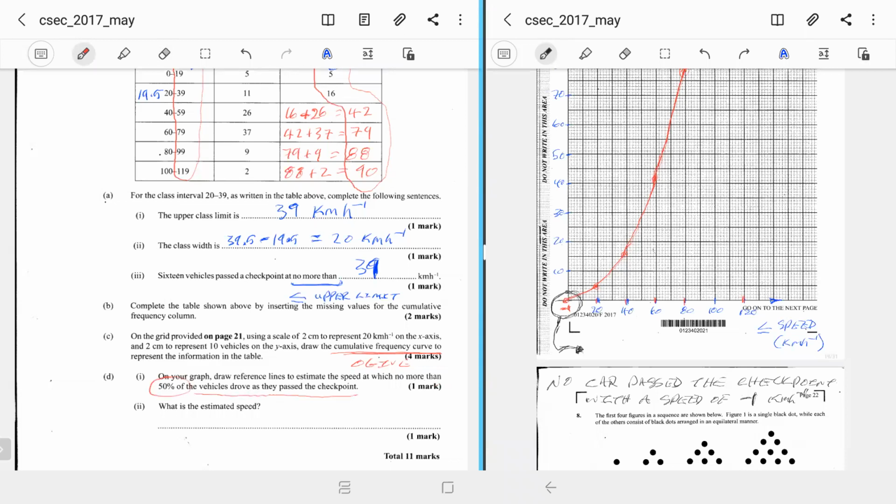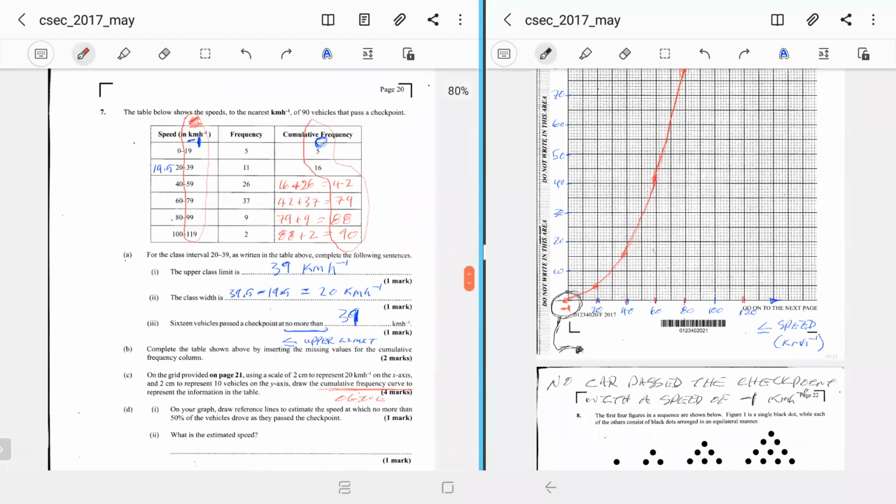Speed at which no more than 50% of the vehicles drove past the checkpoint. So the question is, what is 50% of these vehicles? How many vehicles is 50% of the vehicles? Remember there were 90 vehicles in total. So 50% of the vehicles is 45.